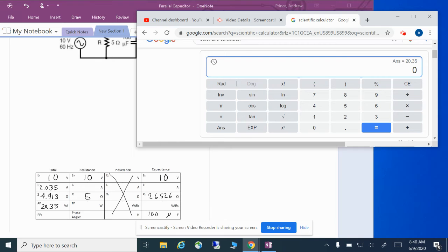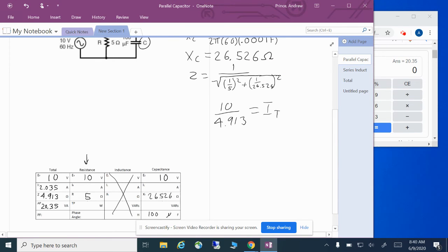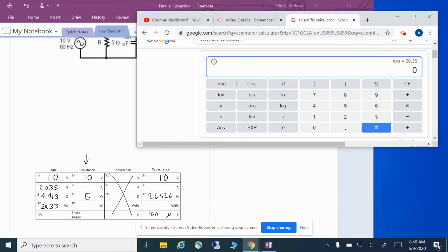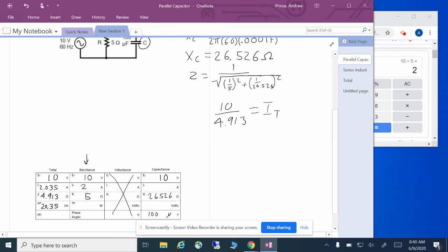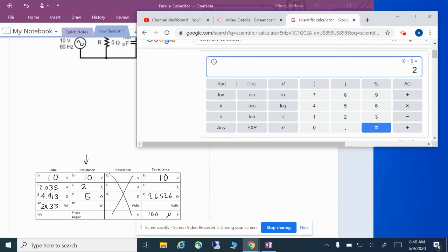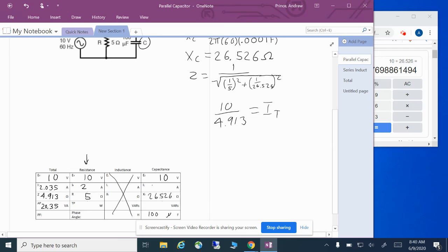So I'm going to say for this category here, for our resistance values, 10 divided by 5, it's going to give me 2. And 10 divided by 26.526, it's going to give me 0.377, or 377 milliamps.